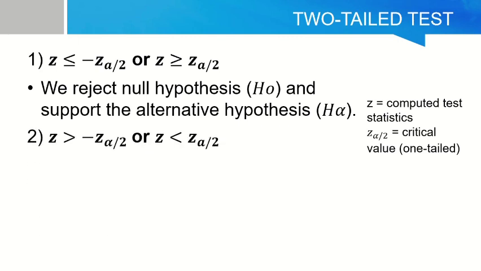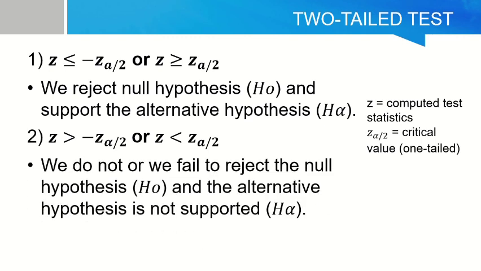Then, we have z is greater than negative alpha over 2. Asin nyo lang yung inequality. We do not, or we fail to reject the null hypothesis, and the alternative hypothesis is not supported. Ganyan ang ano nyo. Halimbawa, ito yung computed statistics nyo. Mas mataas ay mas mababa or equal sa inyong given mean.